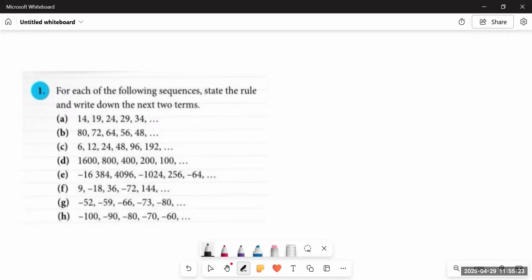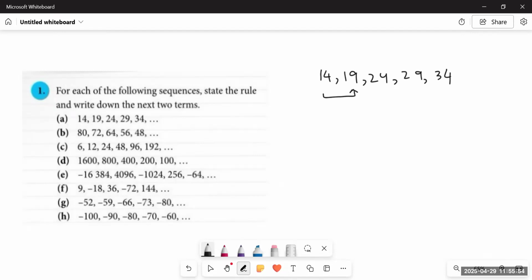We are going to start from number 1, which says we have a few numbers: 14, 19, 24, 29, 34. Let me give you a hint over here. Whenever you come up with any sequence, first of all, you have to look if the numbers are increasing or decreasing. If we look at the very first two numbers, the first number is 14 and the second one is 19. So it means there is an increase. The number is going up.